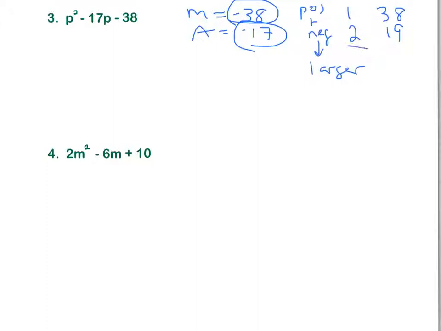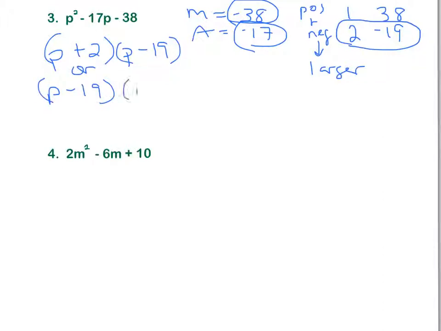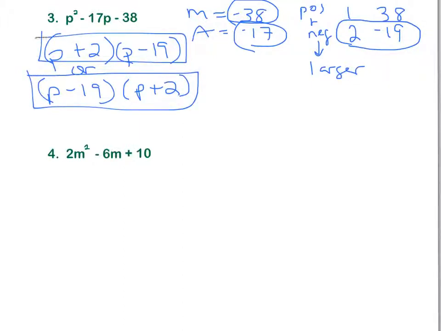So when I look at my two different possibilities, the only one that's the option is going to be 2 and negative 19. So what are my factors? p plus 2, p minus 19, or p minus 19, p plus 2. And once again, real quickly, we can check by multiplying it out. When I multiply it, I get p squared minus 19p plus 2p, which is minus 17p, minus 38. So I know for sure I'm right on that one as well.